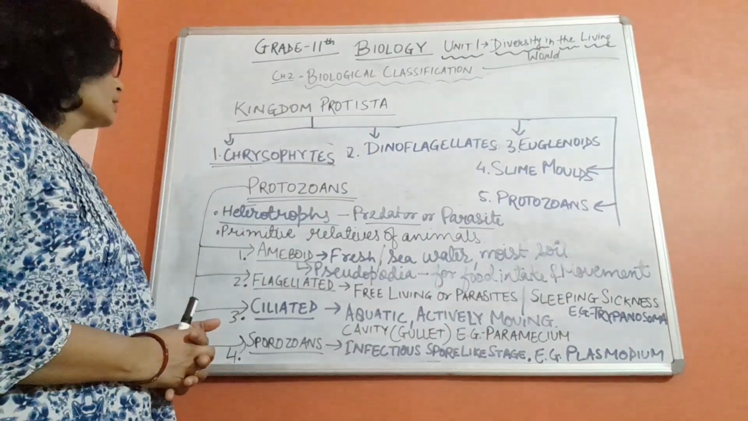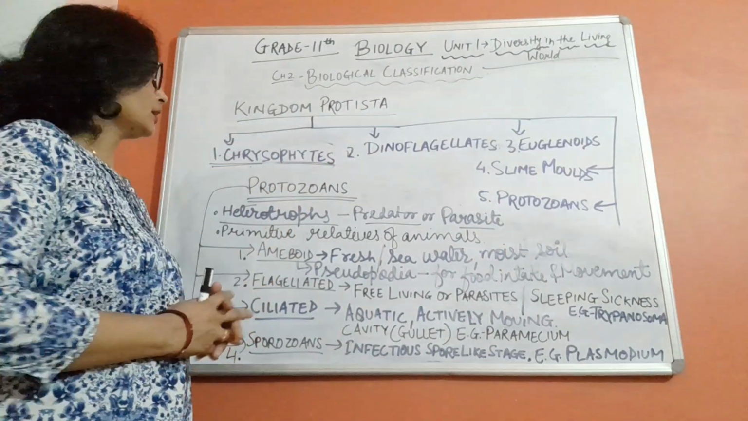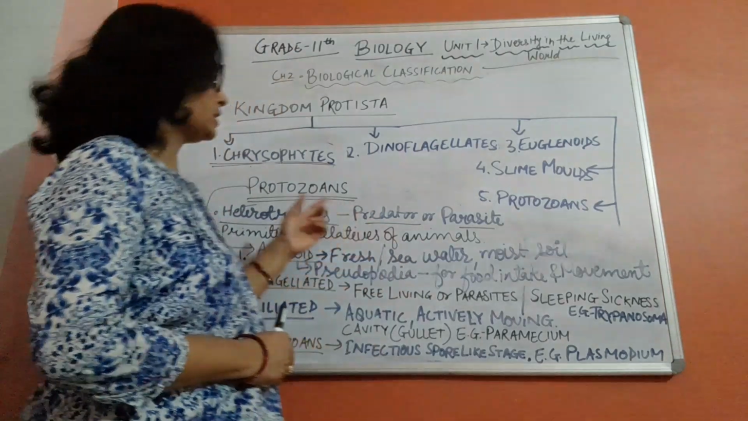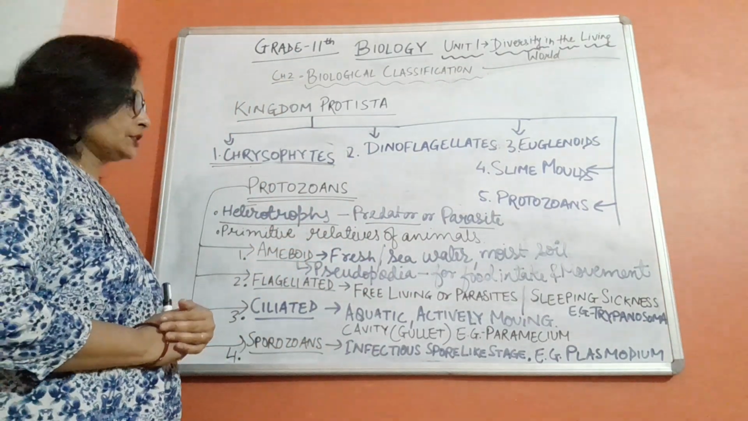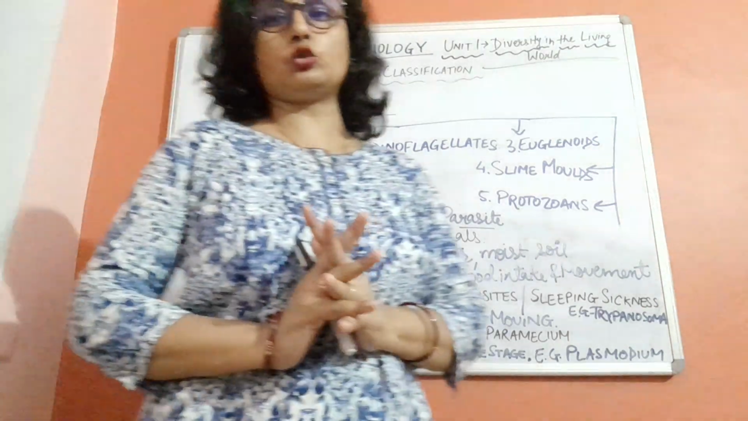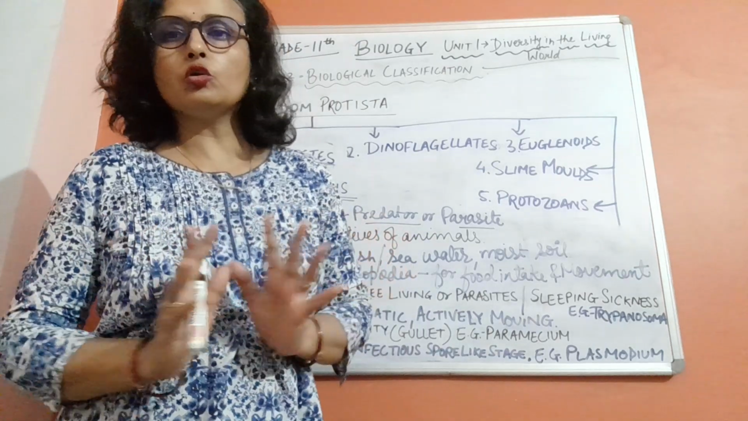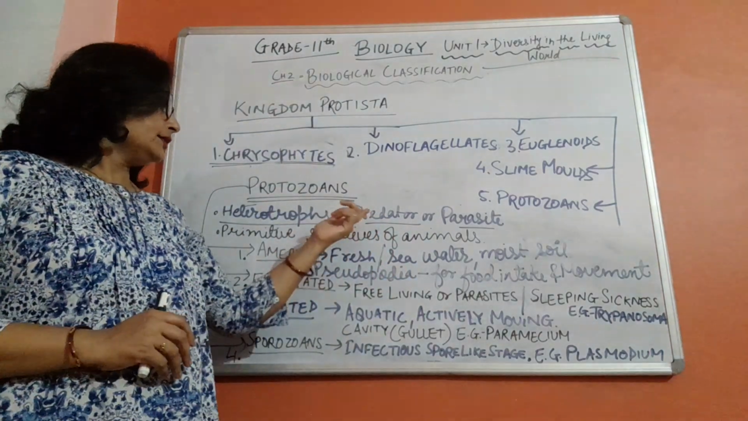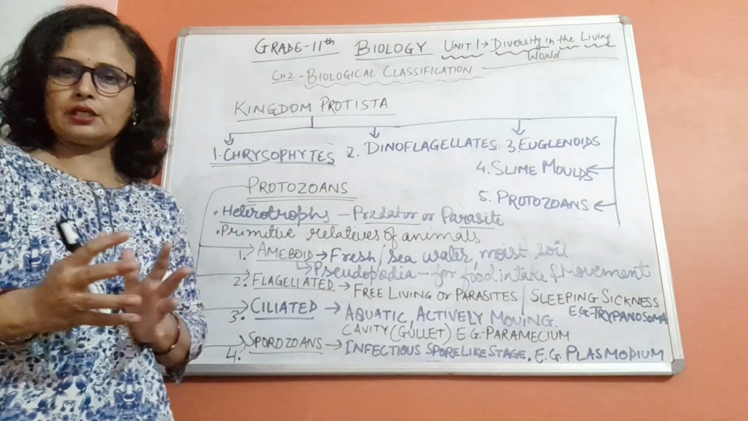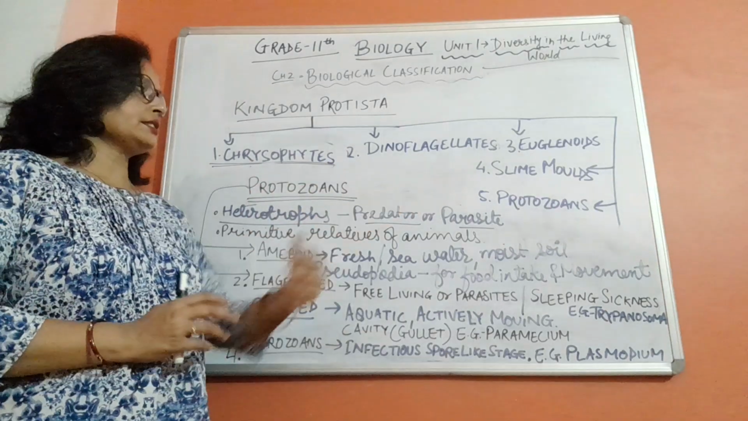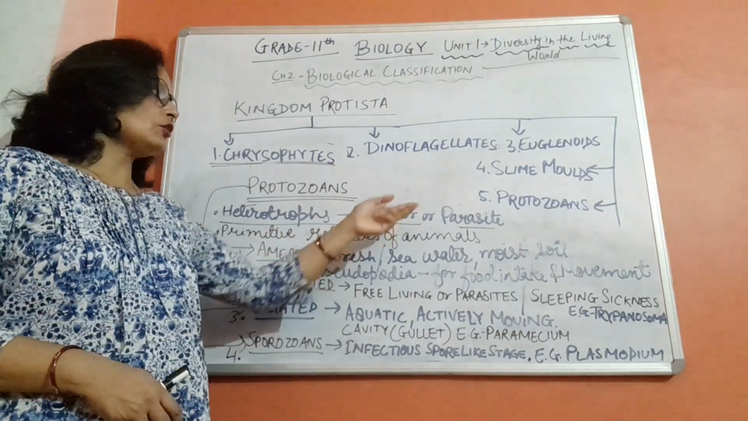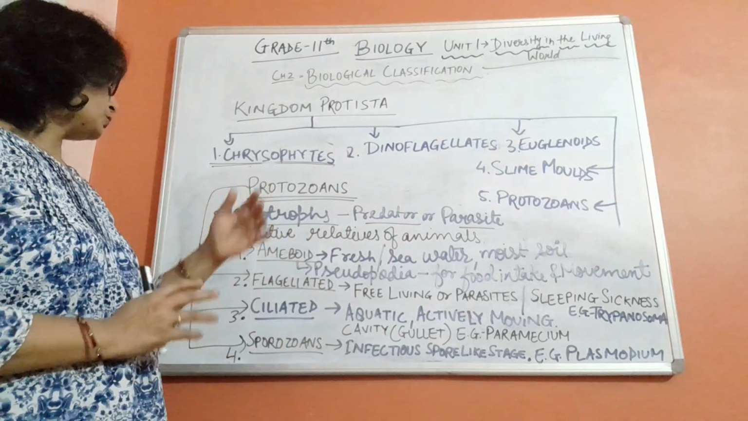Hello everybody. We were discussing kingdom Protista and it is classified into 5 parts. The fifth group is Protozoans. Protozoans are basically heterotrophs, predators or parasites. These are heterotrophs. That means no chlorophyll is found, no autotrophic mode of nutrition. And they might be predators, that means they hunt and feed on other organisms, or parasites, that means they live on the body of the host. So protozoans are either predators or parasites.